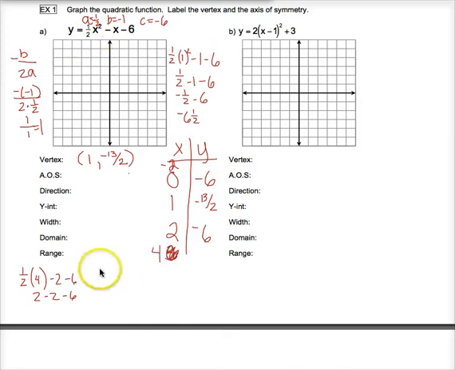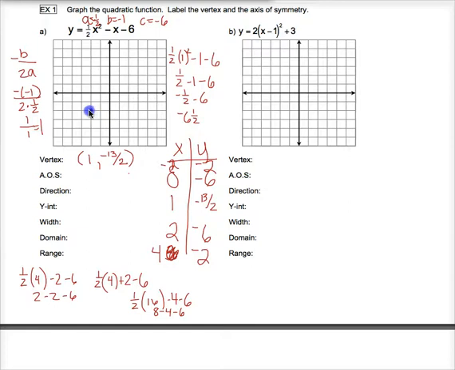So if I try -2, I've got 1/2, -2 squared is 4, minus -2, which becomes a plus, and then -6. So half of 4 is 2, 2 plus 2 is 4, 4 minus 6 is -2. Now, if I've done this correctly, when I plug in 4, I should get -2 because they need to match there. So when I plug in 4, I've got 1/2 of 4 squared, which is 16, minus 4 minus 6. So half of 16 is 8. 8 minus 4 is 4, minus 6 is -2. So it worked out. I'm feeling pretty confident about my points, so I'm going to go ahead and graph them.